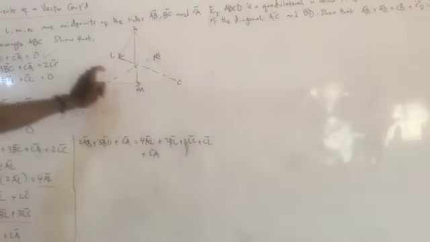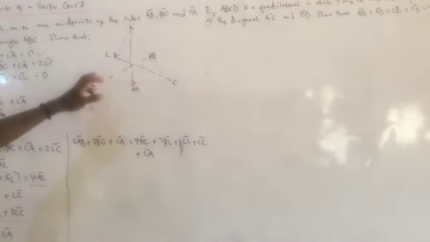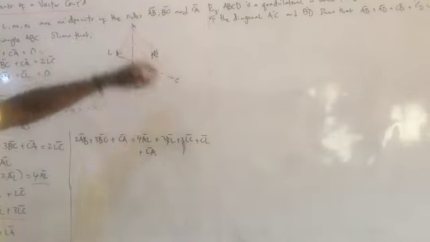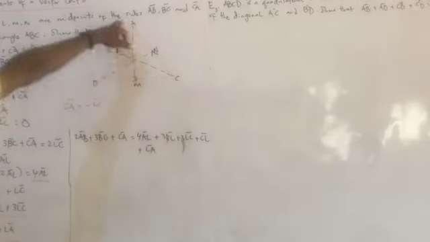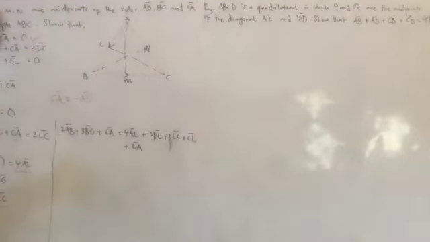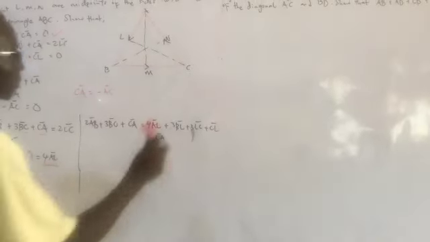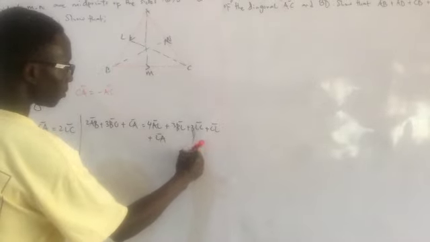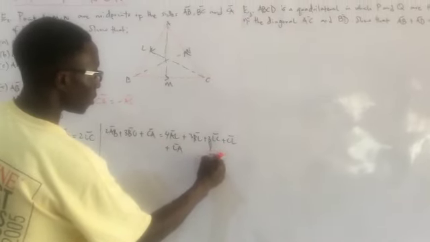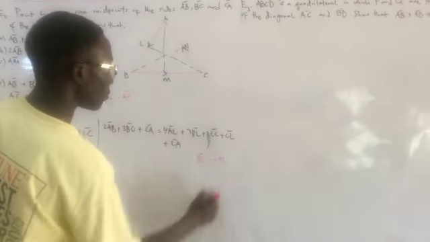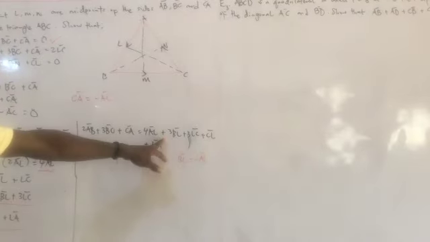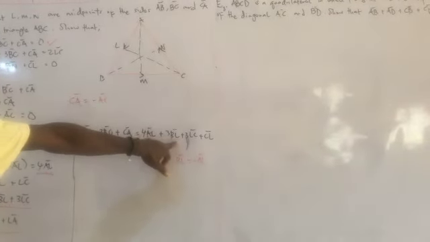Then we have BL. Now this BL, I can change it to AL. How? I can change the direction upwards and it will turn to what? Minus AL, just like we did in the last video. So this BL can change to minus AL, so this one will turn to minus 3AL.